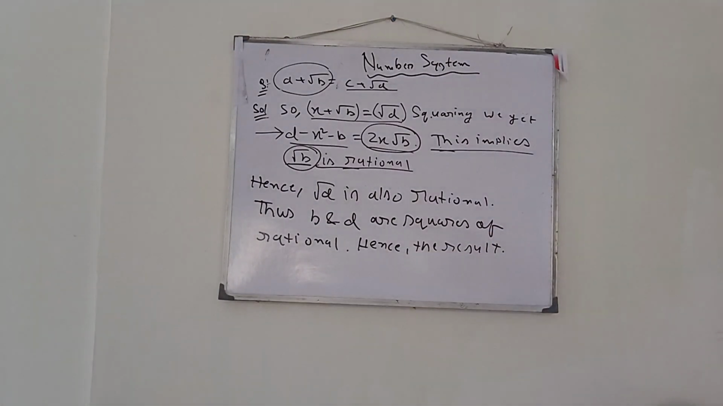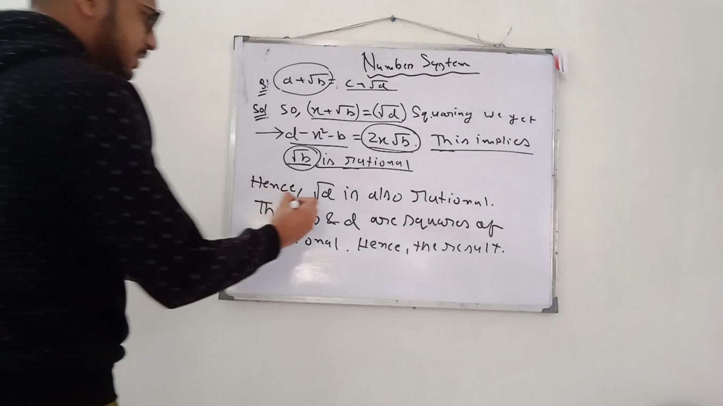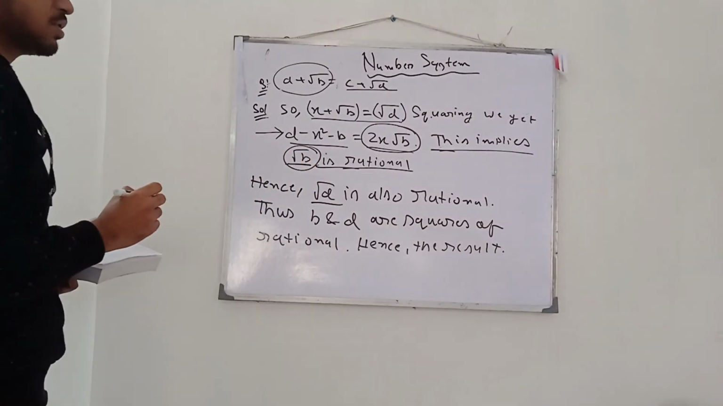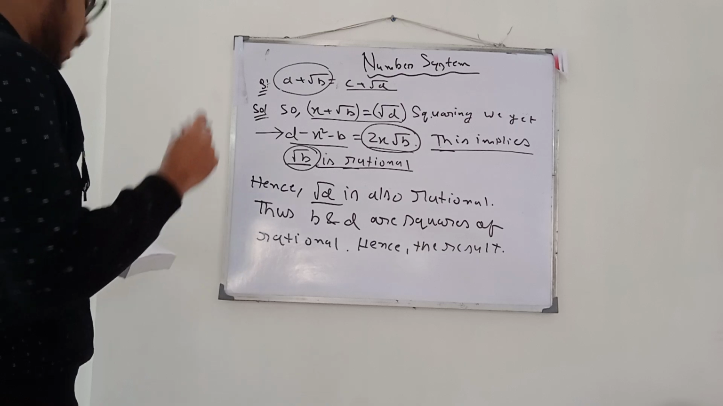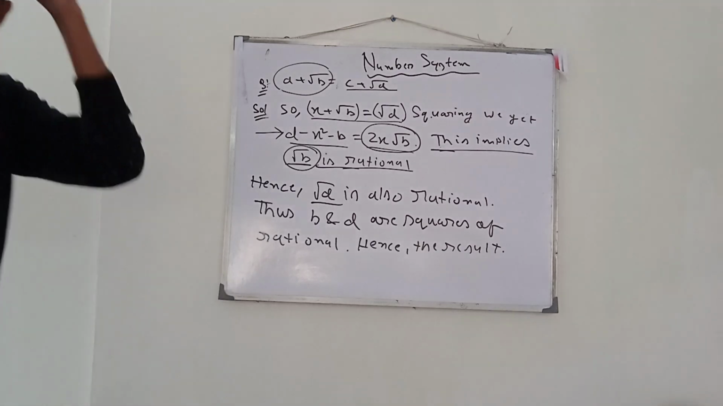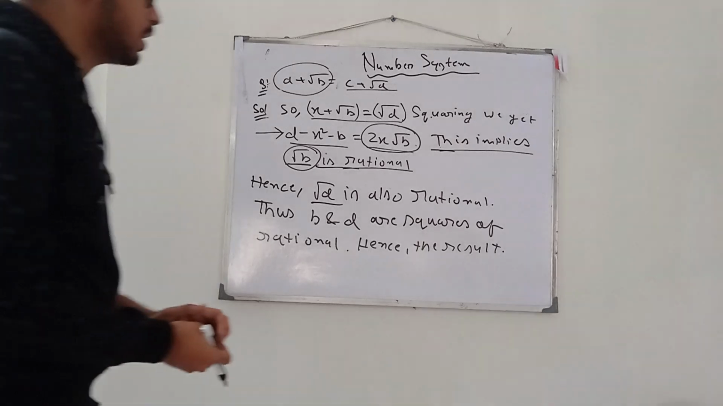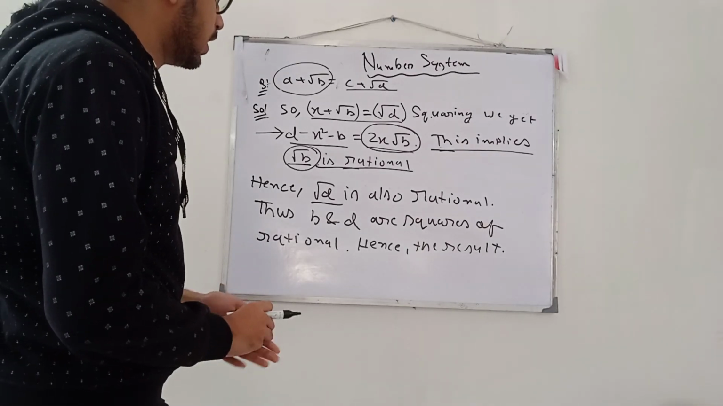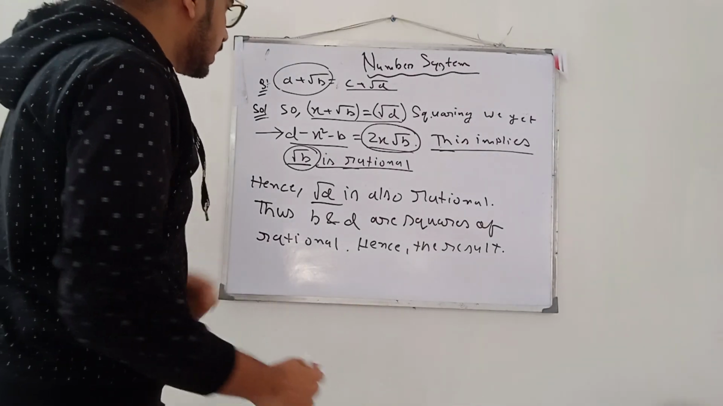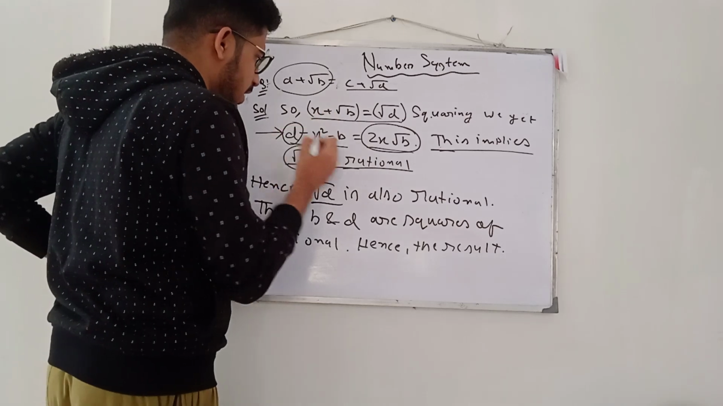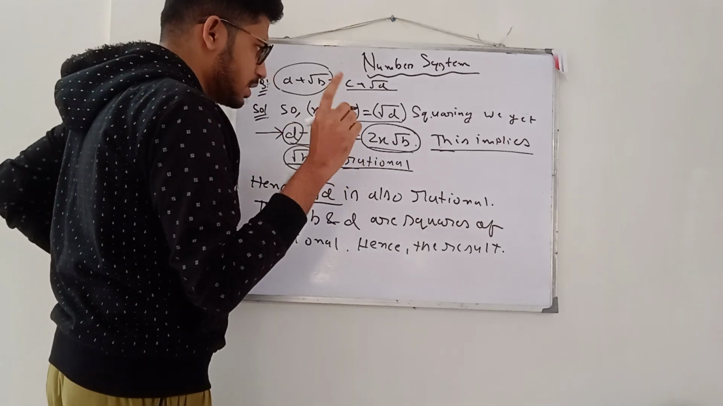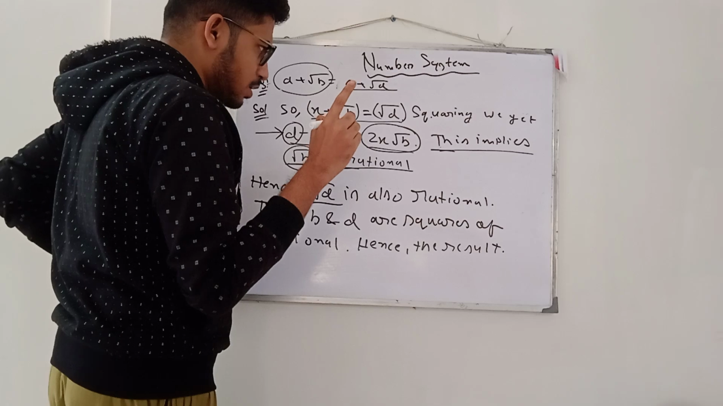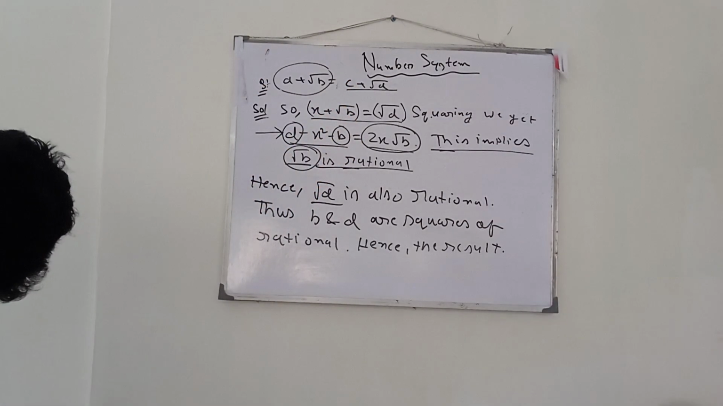Hence the result. Okay. So here they are trying to say root d is also rational. How is this root d also rational? Okay, yeah, I got it. So this one is also squaring and this one is also squaring. Okay, this one is also squaring. So here we are saying this, unless b and d.